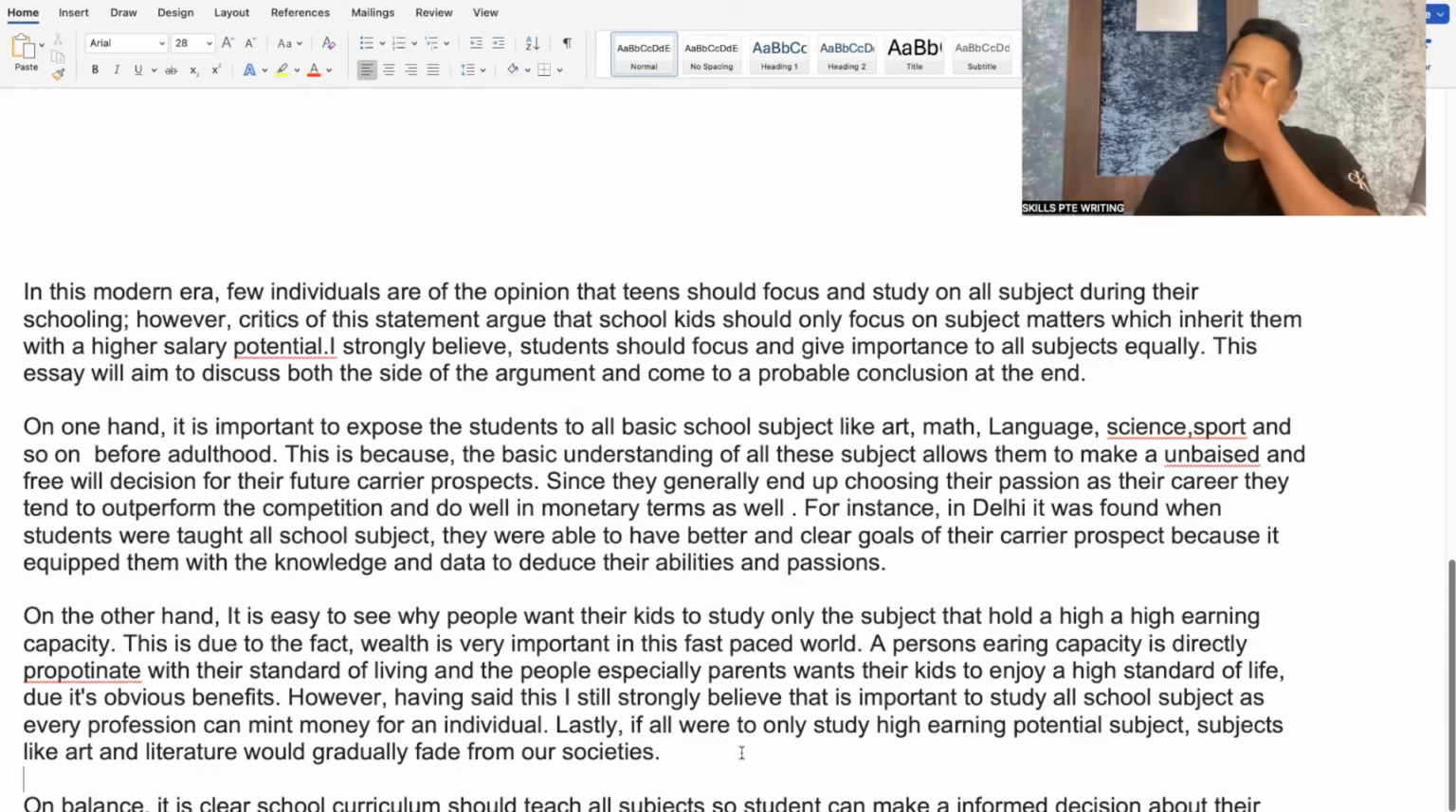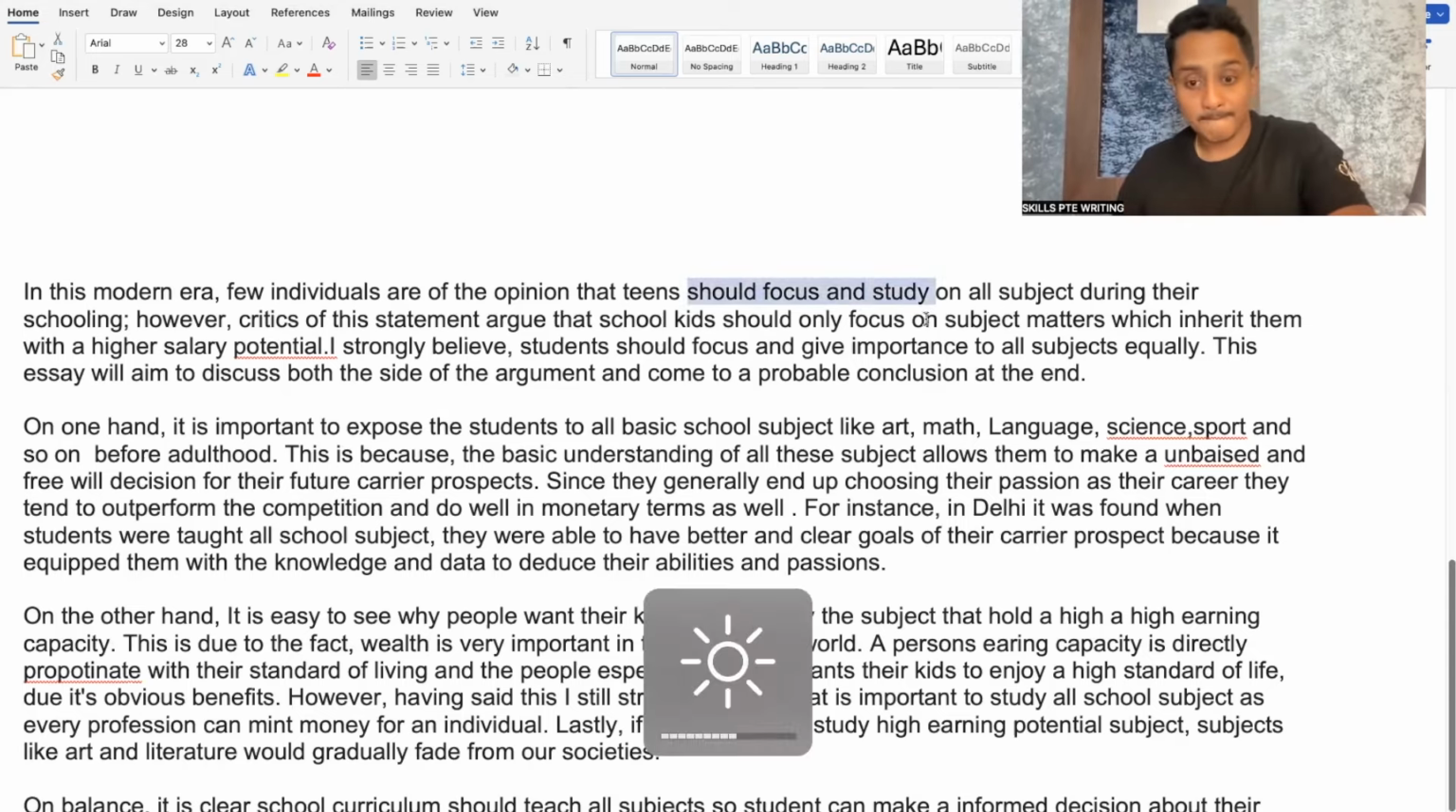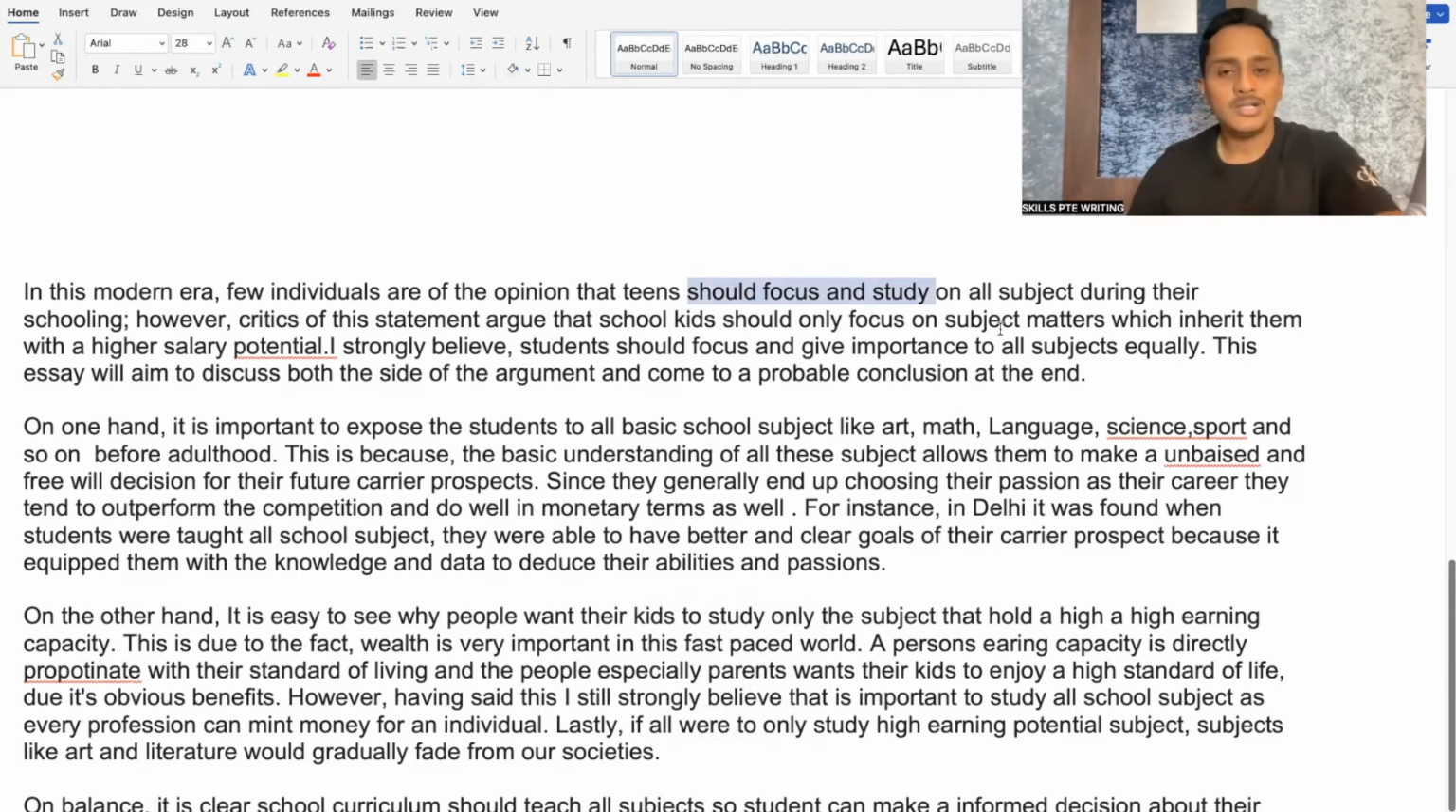Okay, it's a 4-para structure. In this modern era, few individuals are of the opinion that teens should focus and study on all subjects. Chirag, you need to work on spellings. I mean, not that you don't know, you know the spellings, but when you type, you're missing out on a lot of spellings. So you need to proofread. At least 1 minute separately you need to dedicate for proofreading, so that once you finish your essay, you come back and just skim all the things so that you can fix all the spelling errors.